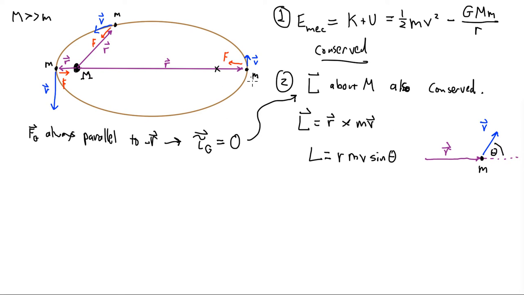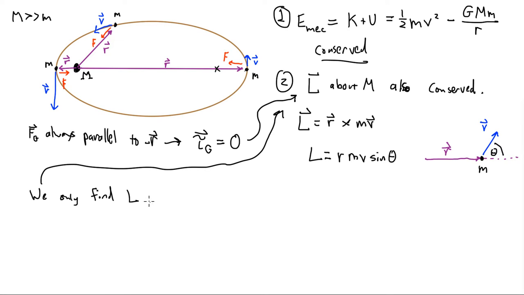Now, this is not easy to deal with when you've got this curving path and he's always changing directions, and the r vector is changing and not always pointing in a nice direction. Velocity is not pointing in a nice direction. This can get ugly very quickly. So we really only do this at two particular points, okay? We only find L at, so what kind of points do we want to deal with?